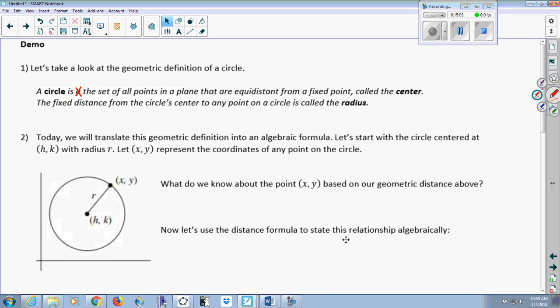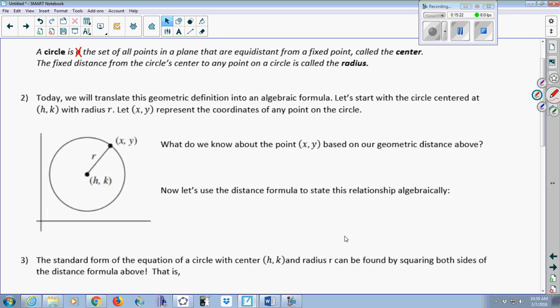Okay. So, you know, this is like an ideal. It's almost impossible, right? I don't know, is it possible in the real world to have a perfect circle? It's an interesting question. Okay. So today we're going to translate this geometric definition of a circle into an algebraic formula.